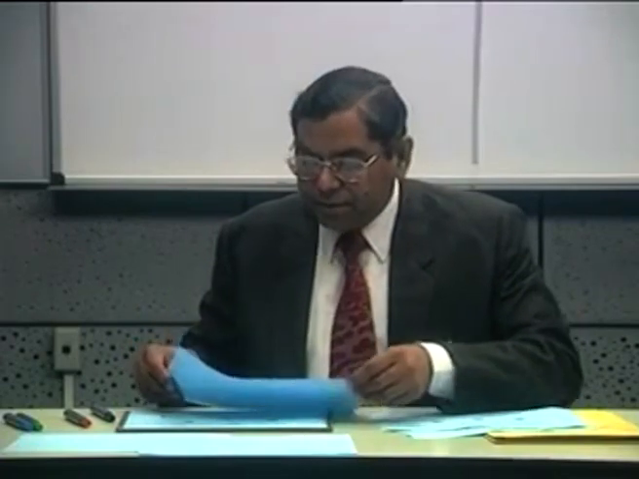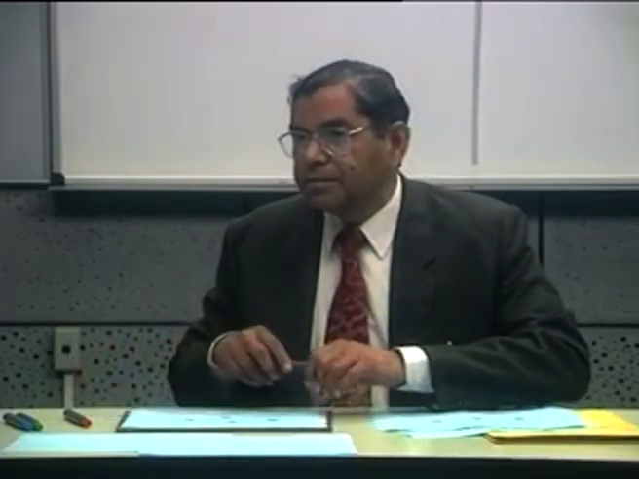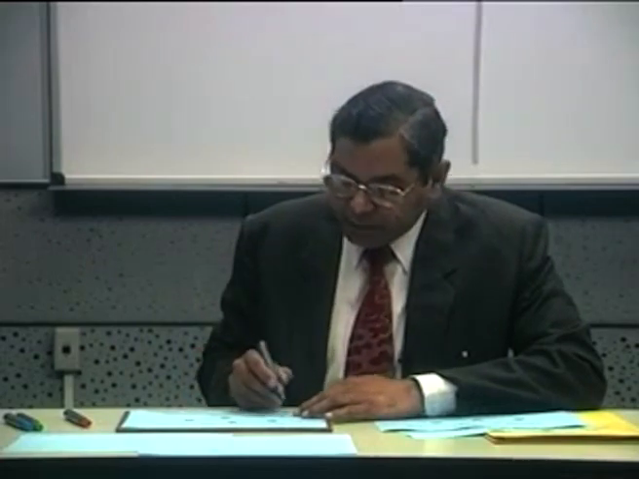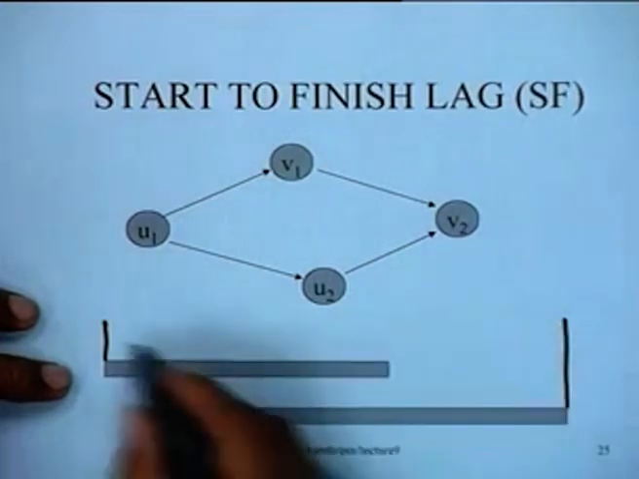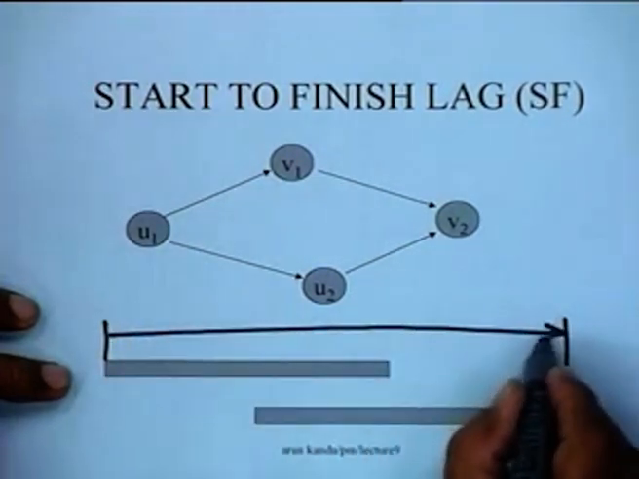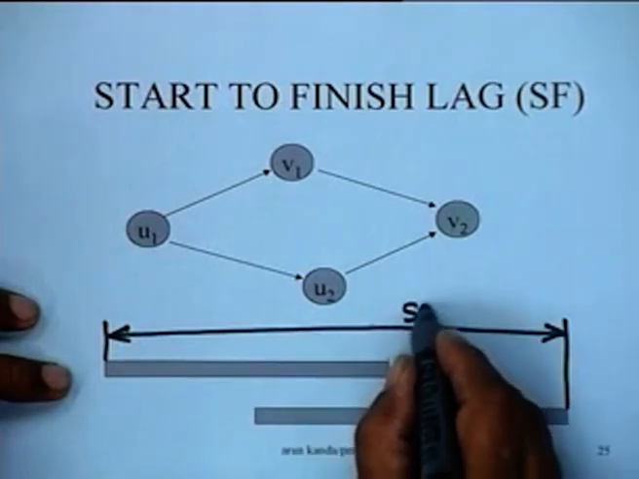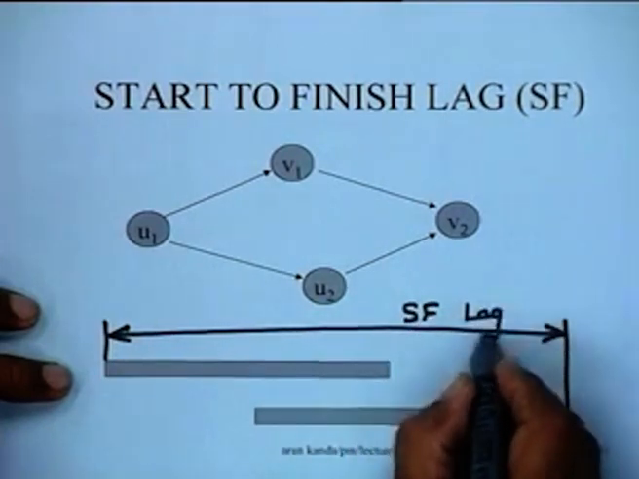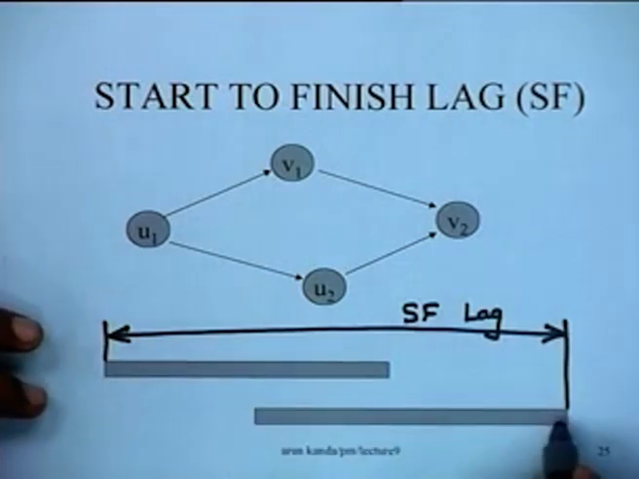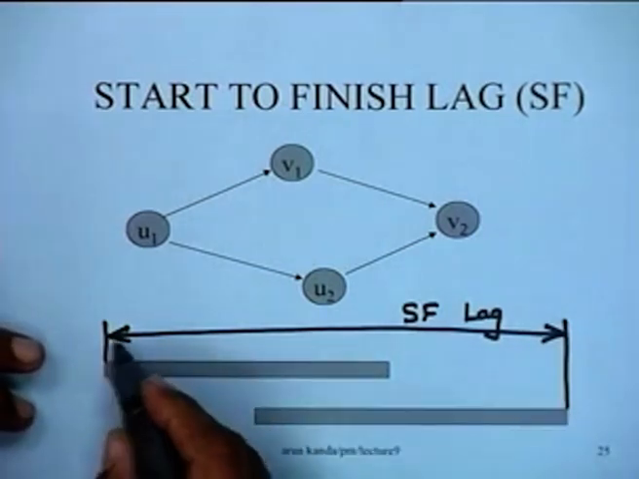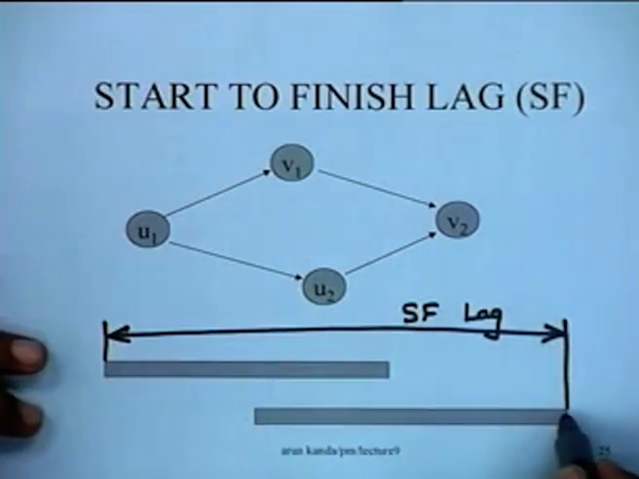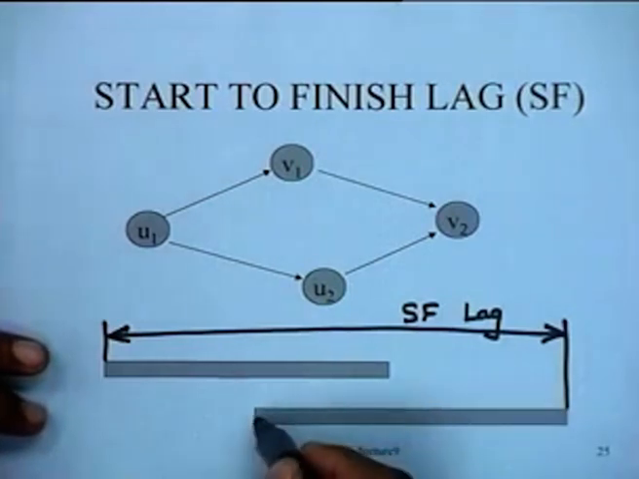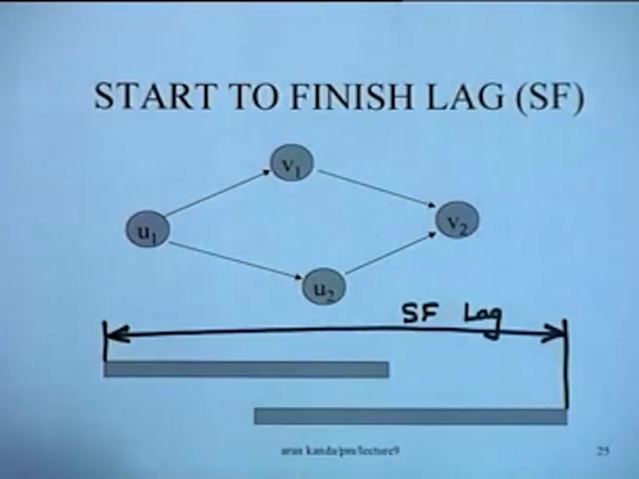We can have a start to finish lag. A start to finish lag would mean that from the start of this activity to the finish of the second activity, this particular duration is what we call the start to finish lag. You could specify a value of this. So knowing this, you can compute what time this can finish, and from there you can then compute what time this can start at the earliest. So this is the SF lag.